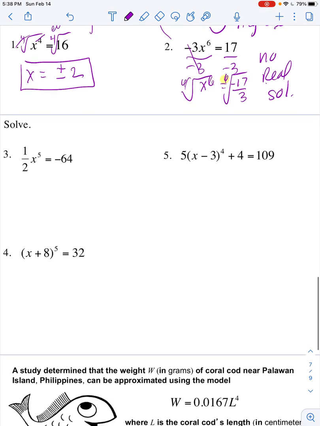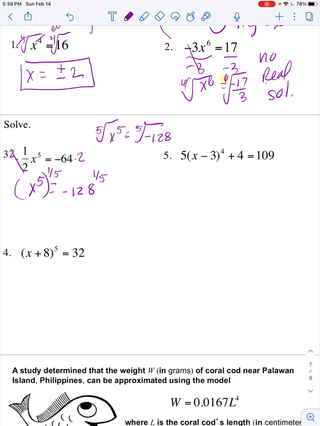Alrighty. My first move in number 3, I have to multiply both sides by 2, giving me x to the 5th equals -128. So again, I can think of that as a 1/5 power to both sides, or I can think of it as a 5th root to both sides. It doesn't really matter what you do as long as it makes mathematical sense to you because they are the same exact thing. This cancels. I am taking the odd root of a negative. I'm going to get one answer only, and my answer is going to be the 5th root of negative 128.